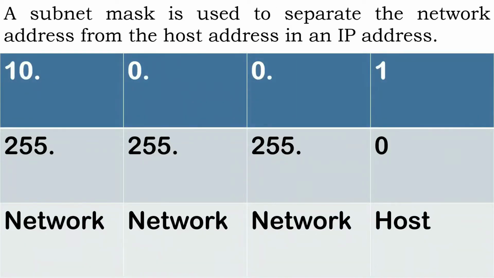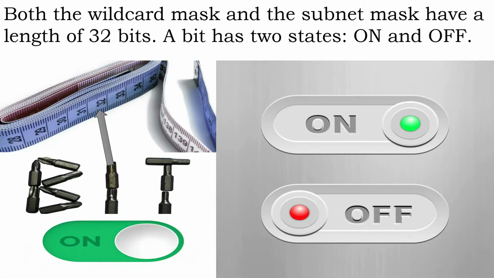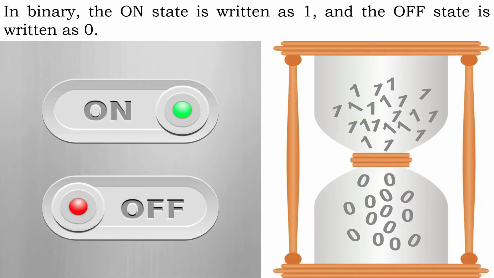A subnet mask is used to separate the network address from the host address in an IP address. A wildcard mask is used to define the part of the IP address that you want to match in the ACL statement. Both the wildcard mask and the subnet mask have a length of 32 bits. A bit has two states, on and off. In binary, the on state is written as 1, and the off state is written as 0.